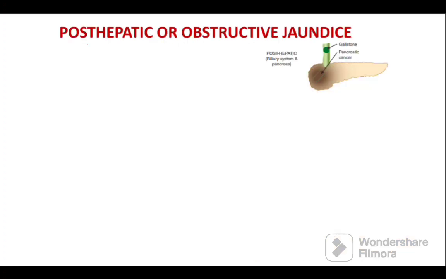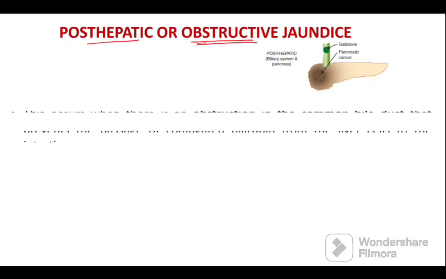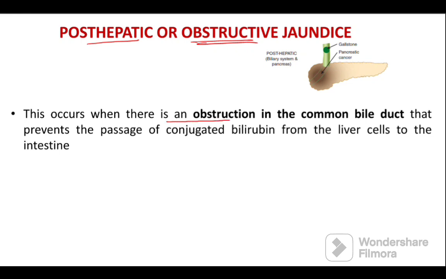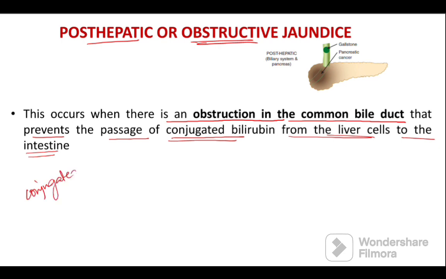Next is post-hepatic or obstructive jaundice. This occurs when there is an obstruction in the common bile duct that prevents the passage of conjugated bilirubin from the liver cells to the intestine. The passage of conjugated bilirubin from the hepatocytes to the intestine is blocked.